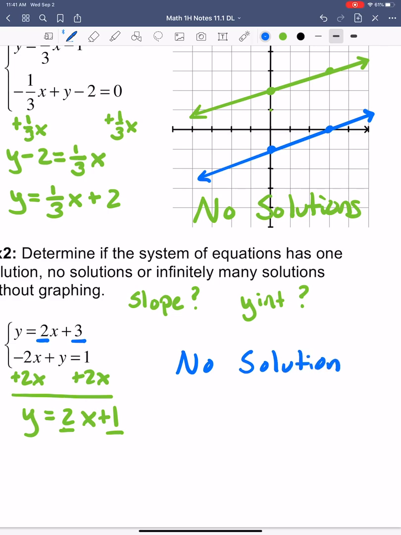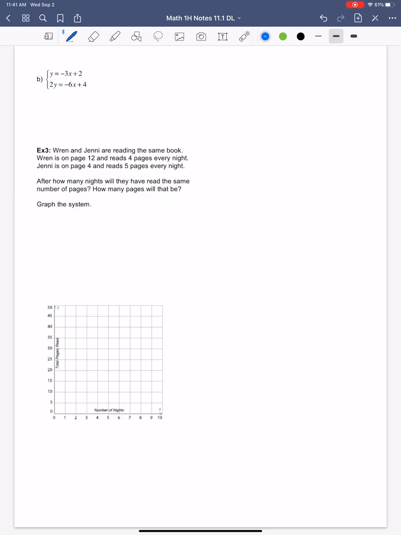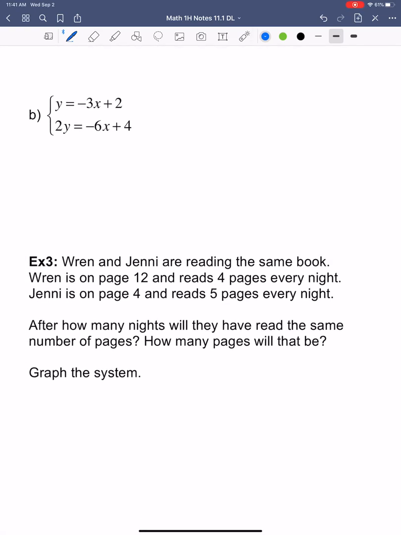So that's the same slope and different y-intercepts, which gives me no solutions. All right, keep going here. Same idea. They want us to determine if we have no solution, one solution, or infinitely many solutions, and I need to know the same information. So I can see already for the top equation, I have m and I have b.